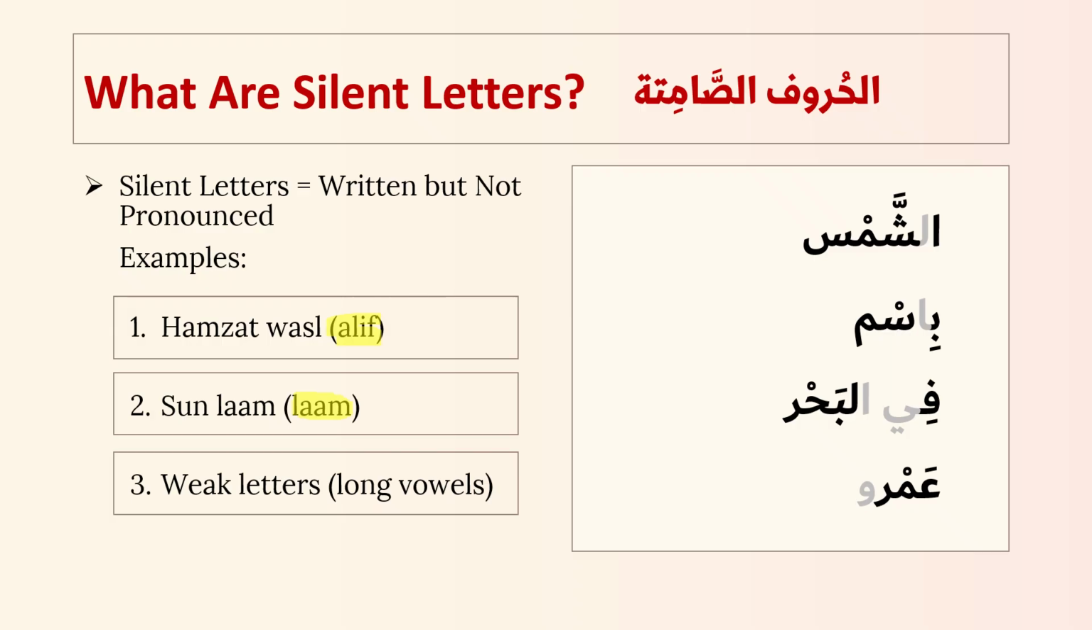And there are certain weak letters. These are the long vowels. If they appear in certain positions, they become silent. Just like here, this here is a long vowel. It's in the end of a word, and it becomes weak and dropped from pronunciation. So these are the main three types of silent letters.